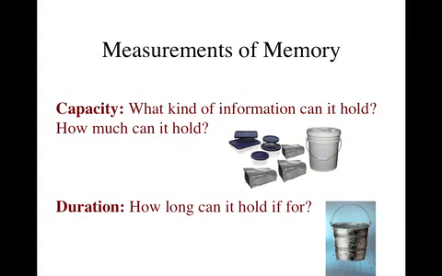When we're talking about memory and different kinds of memory systems, we can talk about various properties, things like capacity and duration. Capacity has to do with what kind of information and how much information something can hold. You can have different buckets holding different kinds of stuff, and different amounts of stuff that they can hold. This turns out to be a useful idea when it comes to memory systems. Besides what kind and how much, we can also ask about duration, which is how long information lasts. So here's a leaky bucket: how long can it hold the water until that information is lost from memory?